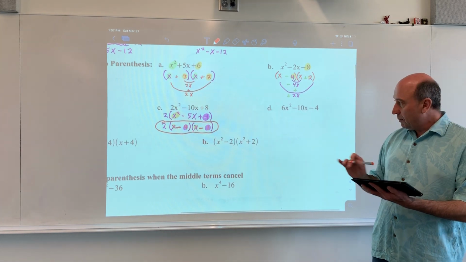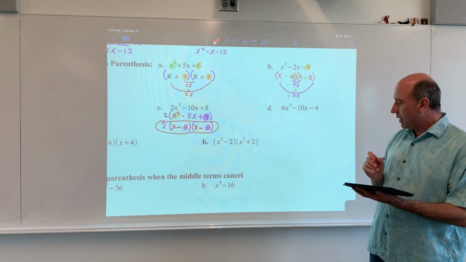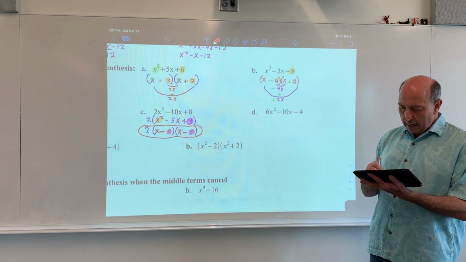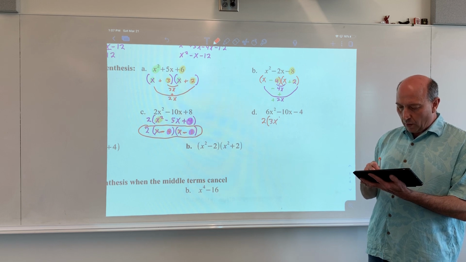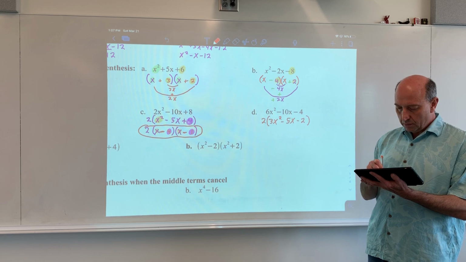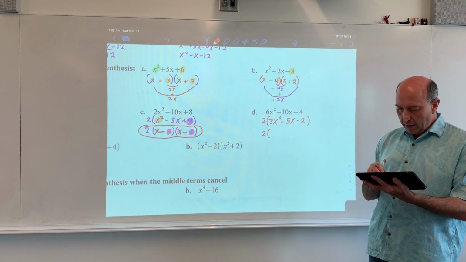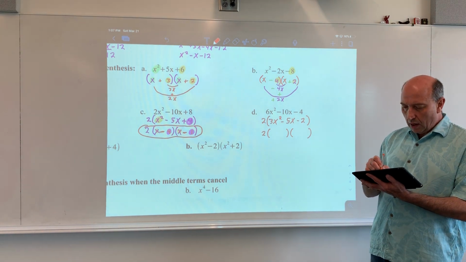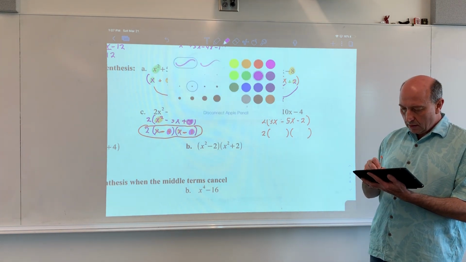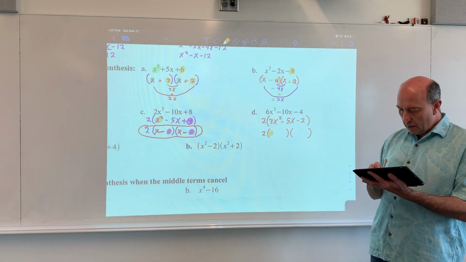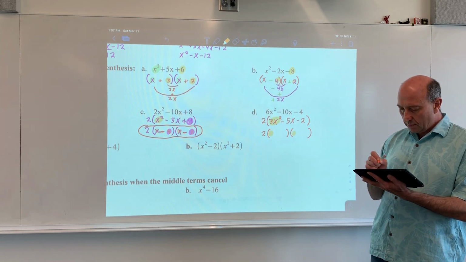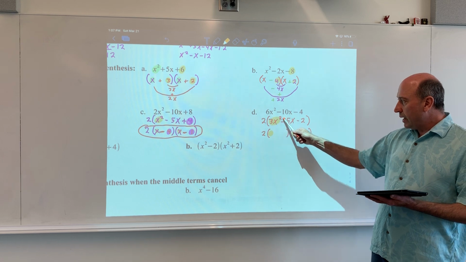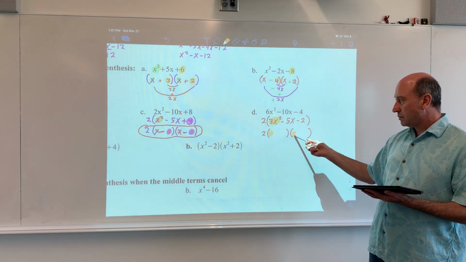Okay, so I'm going to look for something to take out to make things smaller. I can take out a 2. Then I'm left with 3x squared minus 5x minus 2. Leave my 2 out front. Now I'll try 2 parentheses. Now recall that this times this is this. The only way to get 3x squared is 3x times x.